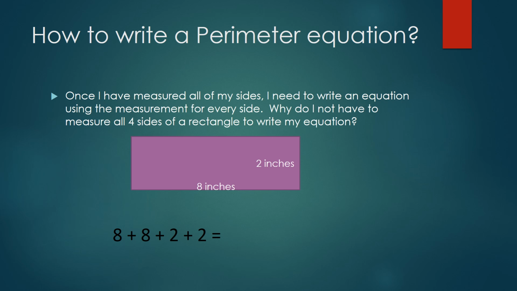How to write a perimeter equation. Once I have measured all of my sides, I need to write an equation using the measurement for every side. Why do I not have to measure all 4 sides of a rectangle to write my equation?